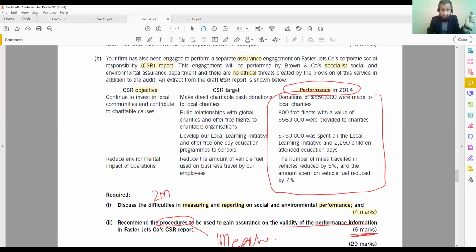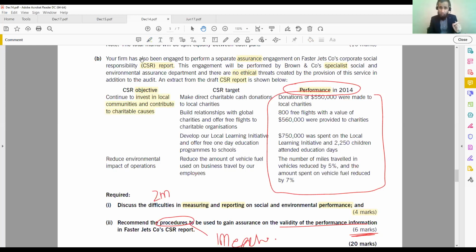Okay, an extract of the CSR report is shown below. So you have the extract of the CSR report on which you need to perform procedures. Now, the company has 2 objectives. The first objective of the company is to invest in local communities and contribute to charitable cause. So they have a social objective. They want to uplift the local communities and they want to give donations.